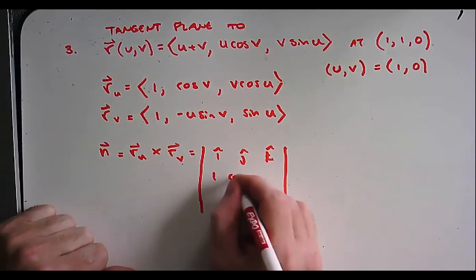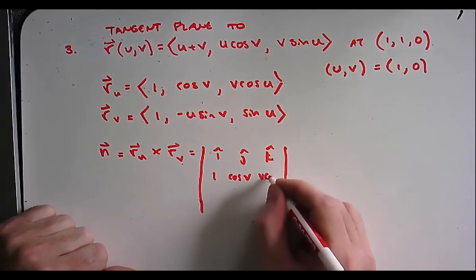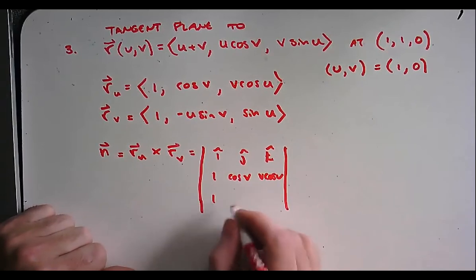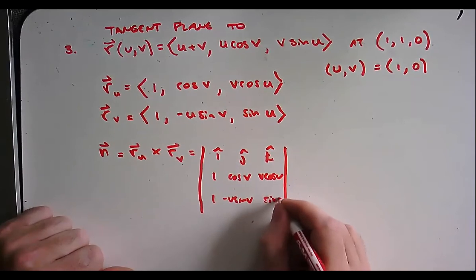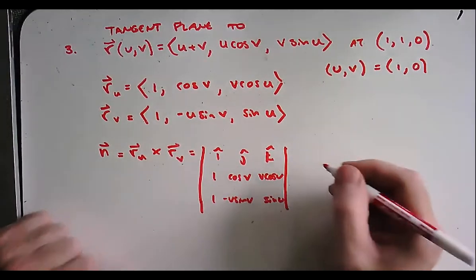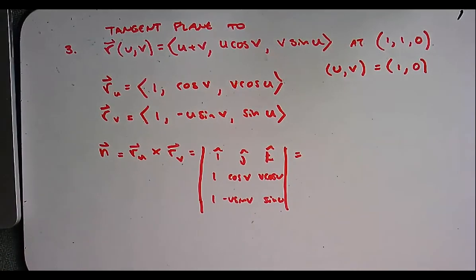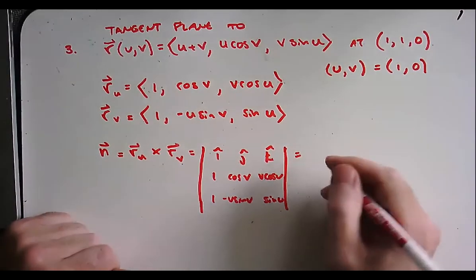Let's see, we have 1, cosine v, v cosine u, 1, negative u sine v, and sine u. Again, apologies for the small writing here. Okay, so when we do that, our cross products can be a little bit complicated, but we'll be able to plug in the values for u and v. If we wanted to, we could actually do that now if all we want is to find our normal vector evaluated at that point. But I'll show it in its detail here.